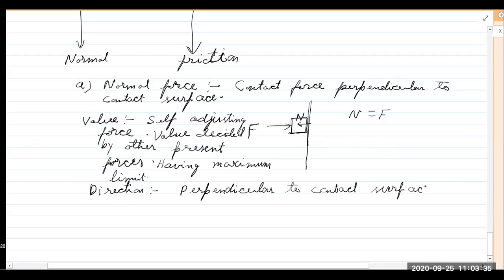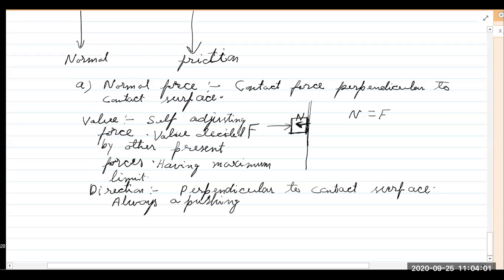And perpendicular to contact surface, and it is always a pushing force. Why a pushing force? You can see that the normal force acting here is towards the object. You can see the surface is exerting force towards the object. So it is always a pushing force. It always applies a push.